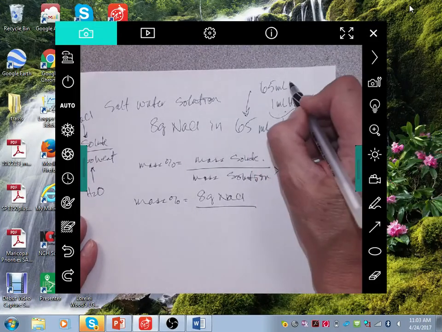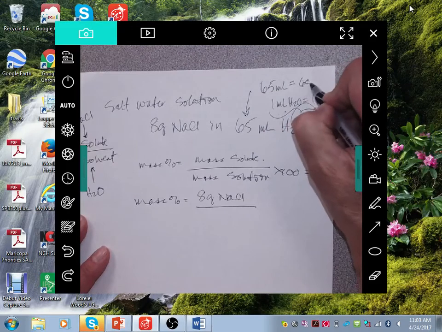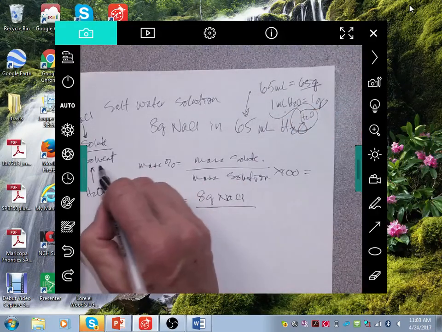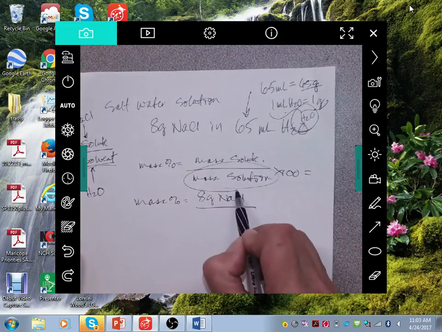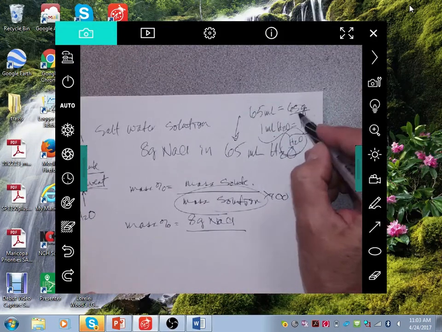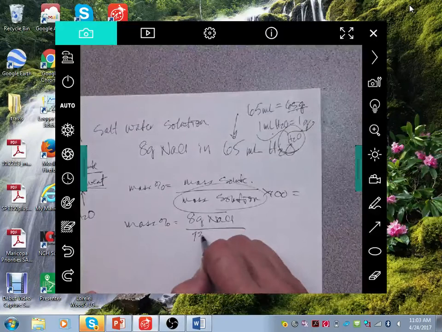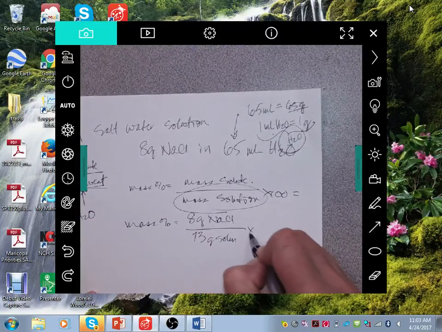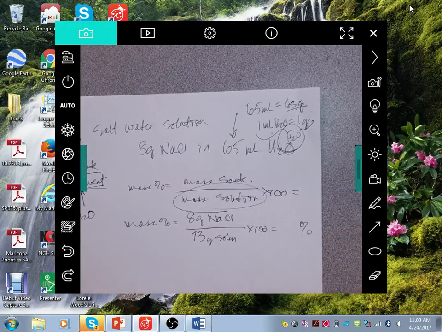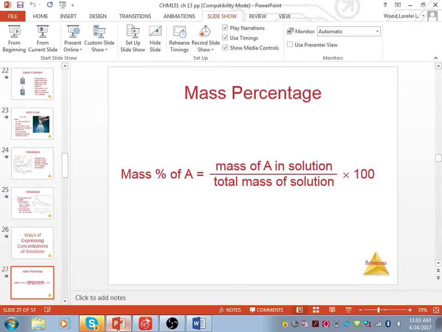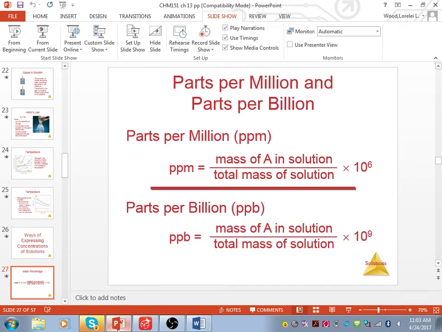So 65 mils means how many grams do I have? 65 grams, but that's only the solvent. I need the whole mass of the solution. So I have to take the 65 plus the 8, which gives me 73 grams of solution times 100, and that would give me my mass percent. Somebody have a calculator, they can calculate that one for me? What is it? 11%. So approximately we'll round it to 11%. All right. So that's mass percent, fairly easy.